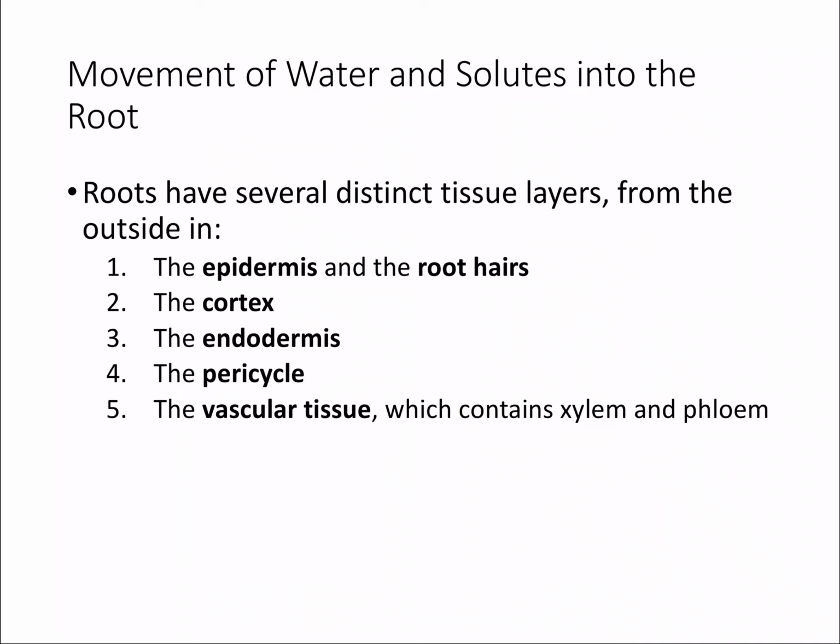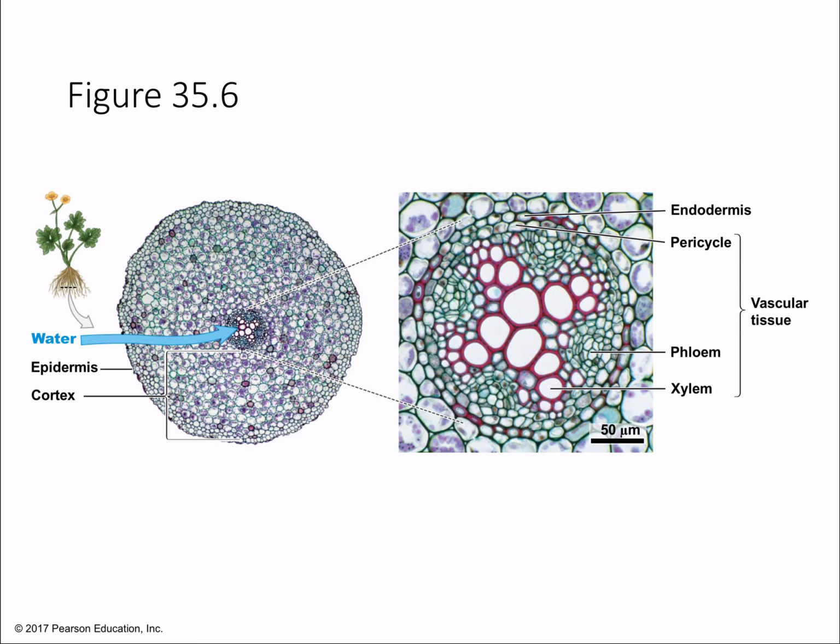All right, so let's talk about roots and root pressure. In the roots, we've seen some of this already when we looked at the growth of plants. If we start from the outside of the roots in, the very outside is the epidermis, which contains the root hairs, and then we've got the cortex, the endodermis, the pericycle, and then ultimately in the deep center of the roots we have vascular tissue, which contains the xylem and the phloem. So here's a look at a cross section.